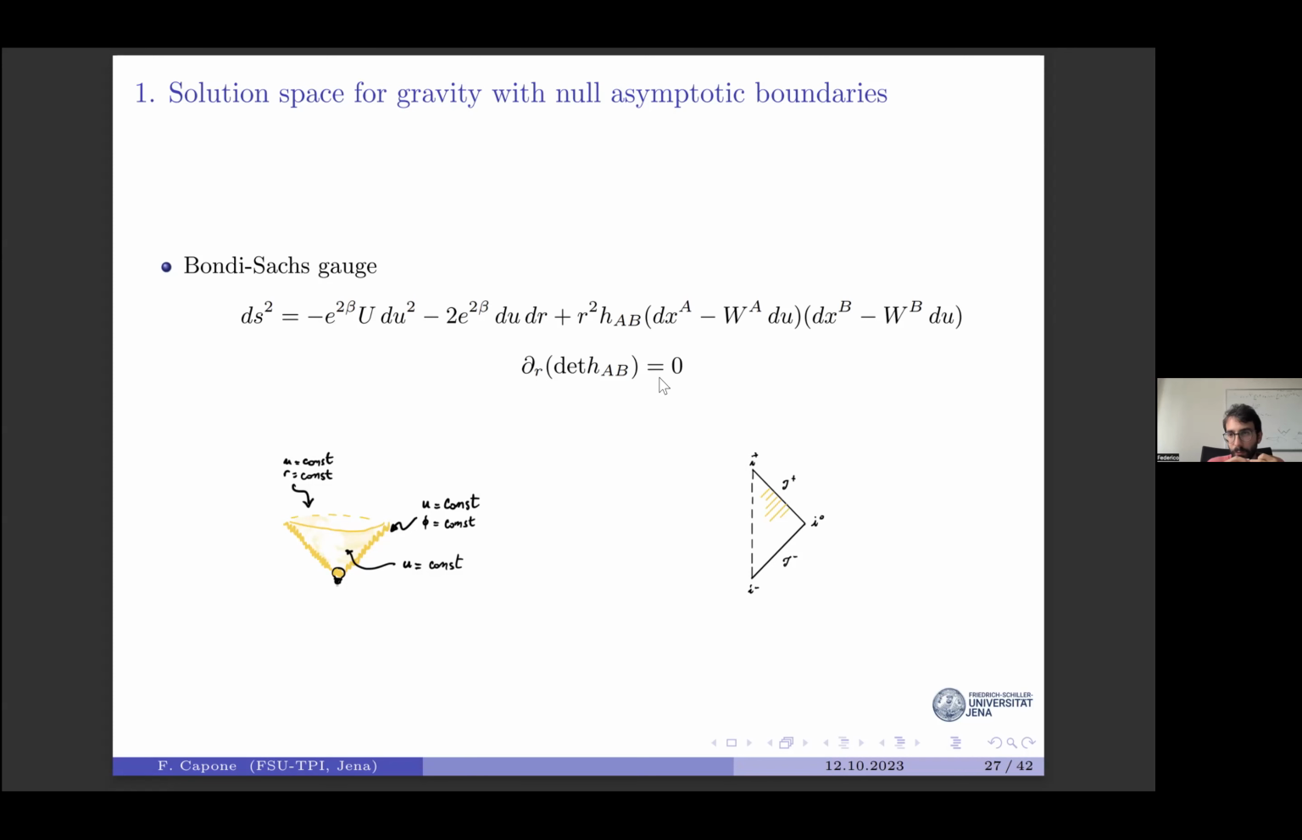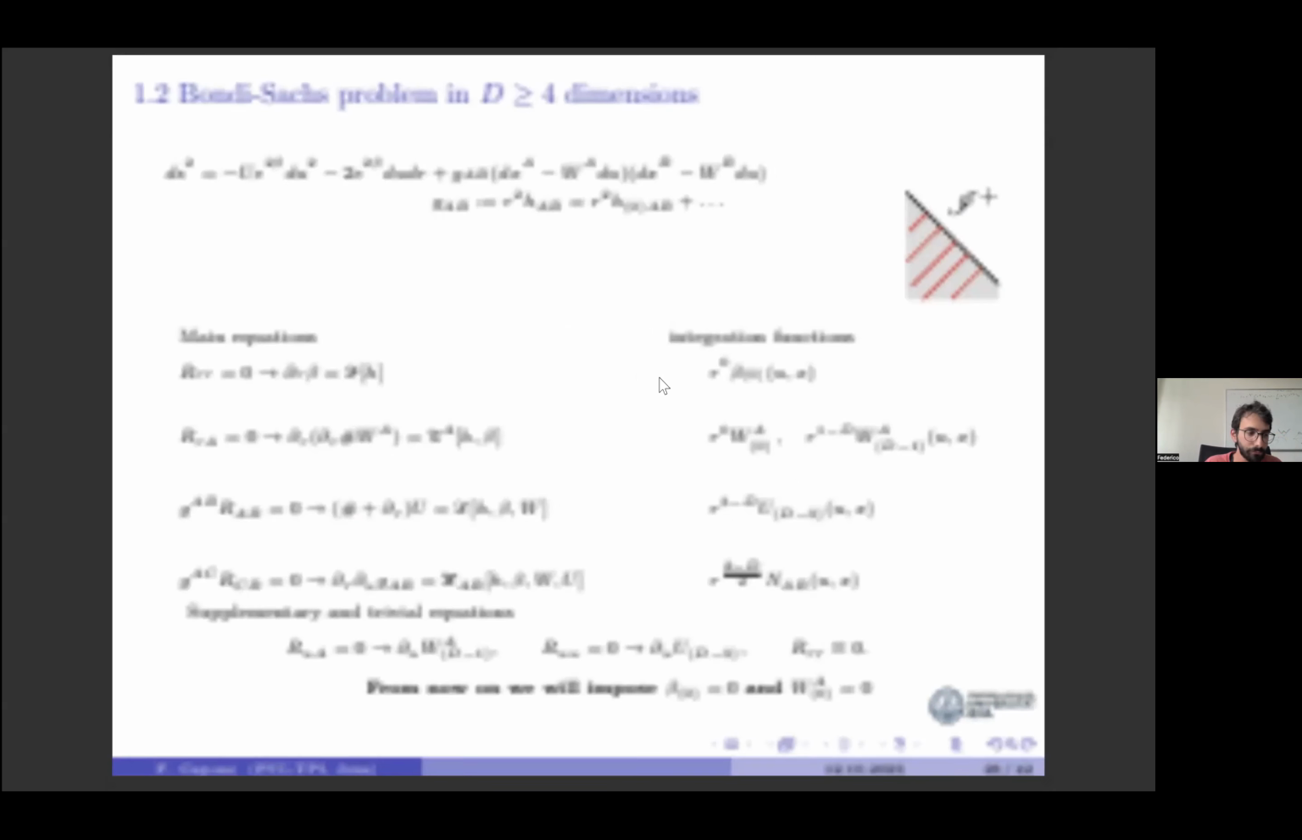I will analyze the problem following those four points that I just said. And the first thing is to solve Einstein equations. Now I can tell you in which gauge we are solving Einstein equations. We solve them in Bondi gauge, which is again this gauge adapted to null foliation of the space-time. And for simplicity, I will just solve the vacuum Einstein equation, so R mu nu equal to zero.